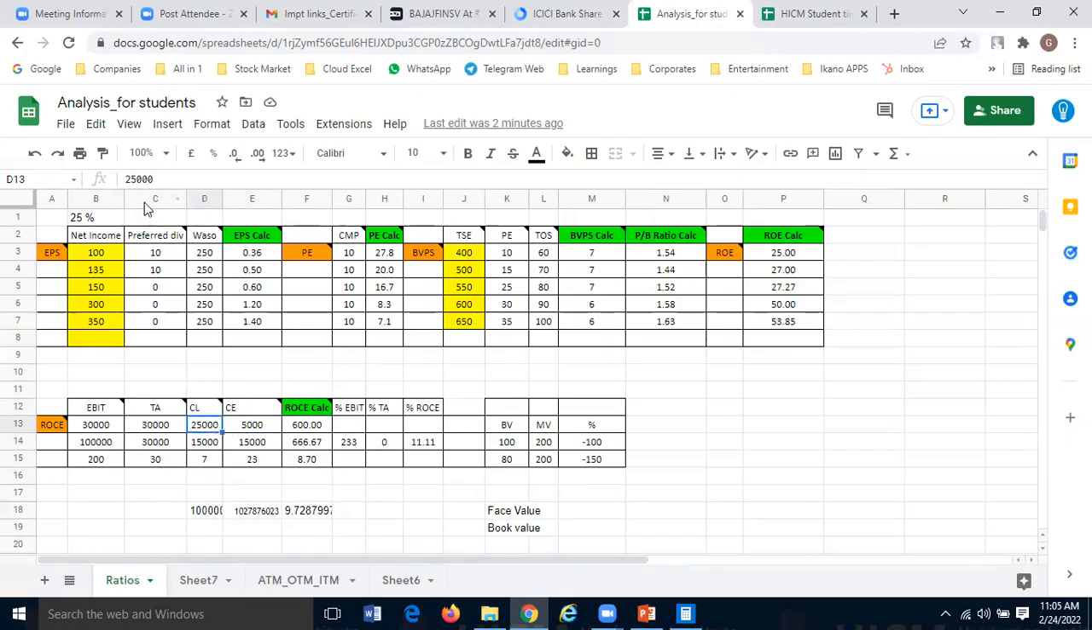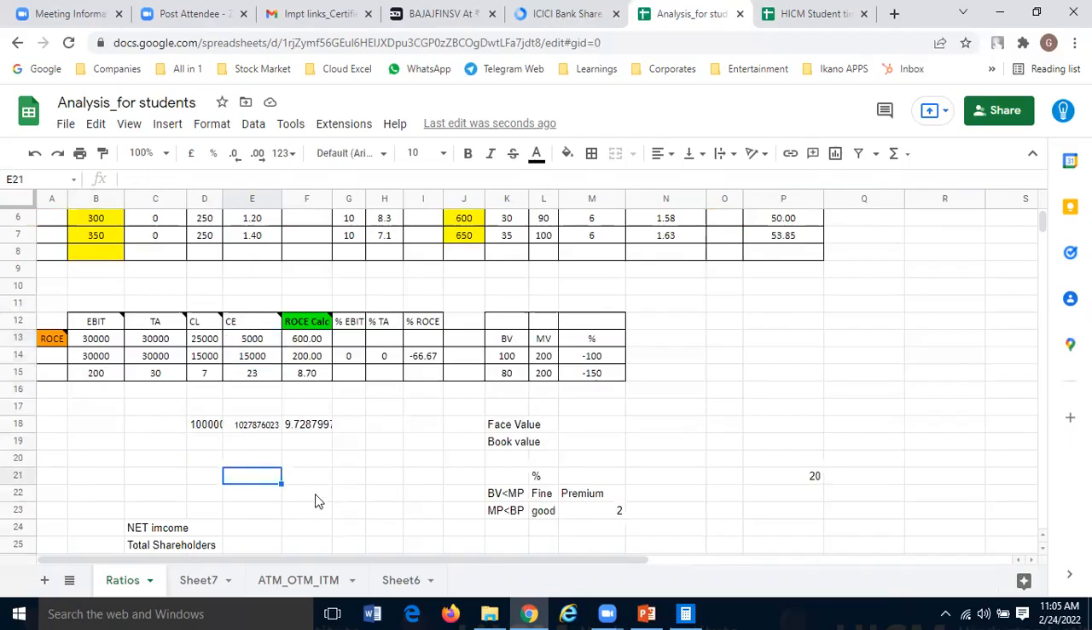If you see, this is the current liabilities and this is the capital employed, so divided by the capital employed. Keeping this constant, if EBITDA is 30,000, this is also 30,000. You just check this figure. Because EBITDA is constant and capital employed is more, your ROC is becoming less.